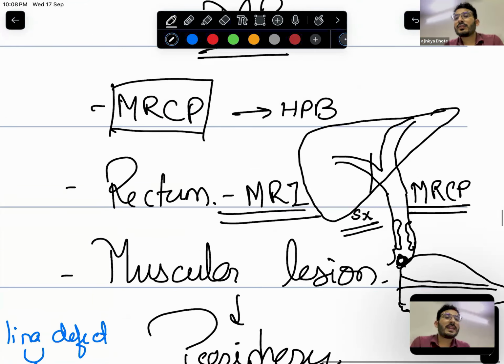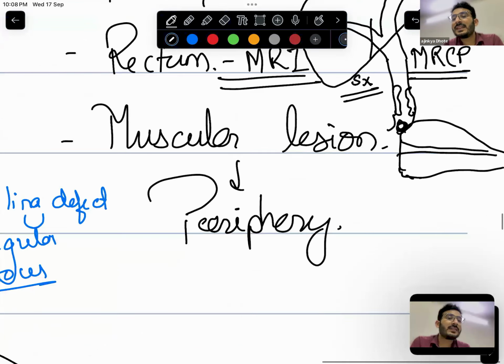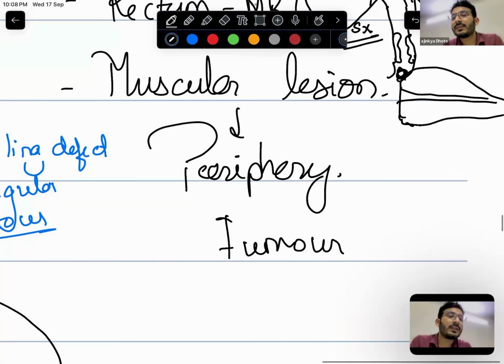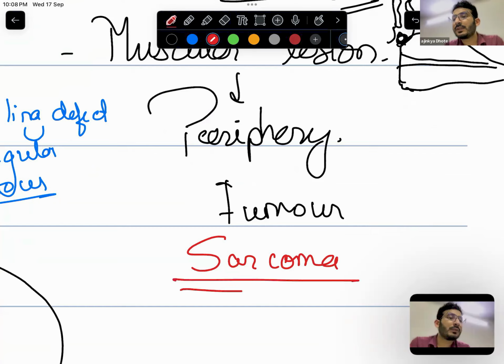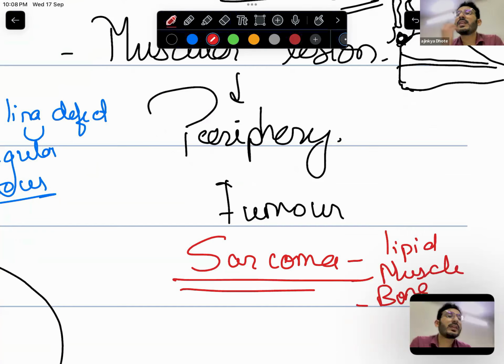Okay, MRI is also good for your peripheral lesions, any tumors in the periphery like sarcomas. Okay, the most common tumors. One of the most common lesions in the periphery are your sarcomas. Can be from multiple origins. Sarcomas can be from the lipid. Sarcomas can be from the muscle or from the bone. There is no hard and fast rule. Okay. So all these sarcomas, you have to see the margins, you have to see the extent. We do an MR. Okay.